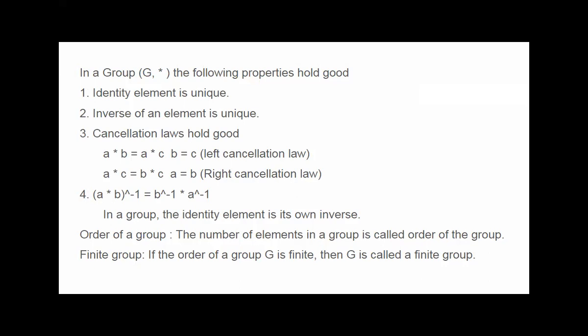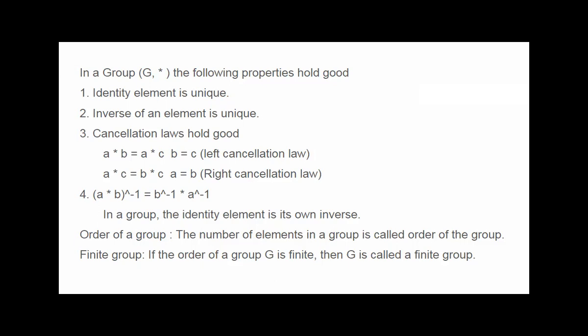Means 1 by 2 is the inverse of 2. It is not the inverse of any other element. For 4, the inverse is 1 by 4. For 2, the inverse is 1 by 2. Like that, for 3, it is 1 by 3. These are the inverses of those elements, and those are unique.